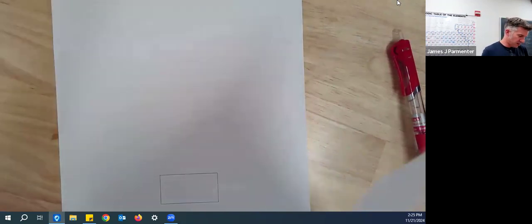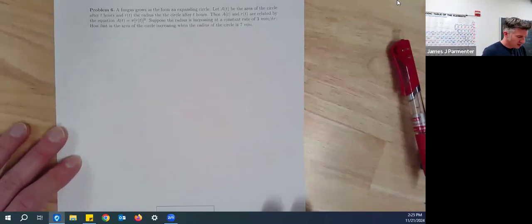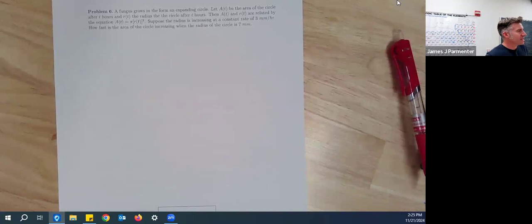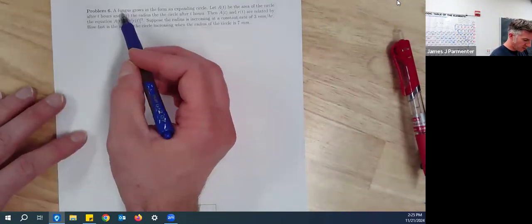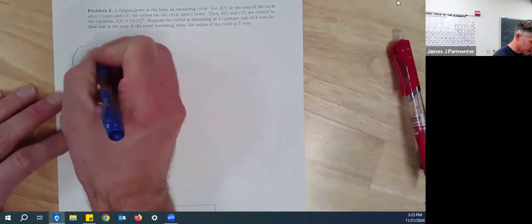What else do we have? Problem 6. Ooh, problem 6. All right. Lots of words. You can't see them yet. Okay, there we go. So let's read this, and as we go, write down what's important. A fungus grows in the form of an expanding circle. Okay, we've got a circle. Sure, you could draw a circle, I guess.